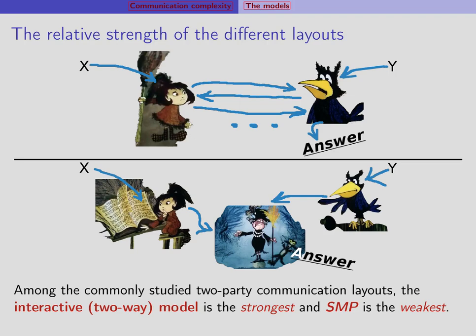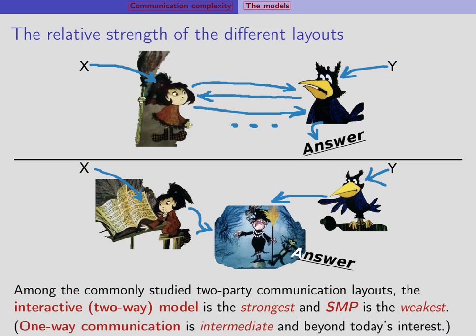It may be instructive to put the two models that we have just defined side by side. We can see right away that indeed the first model, the interactive, the two-way, gives our players much more flexibility, it gives them more power. And indeed, the second model is much more restricted. Schematically, we can see here that the messages are much more limited.